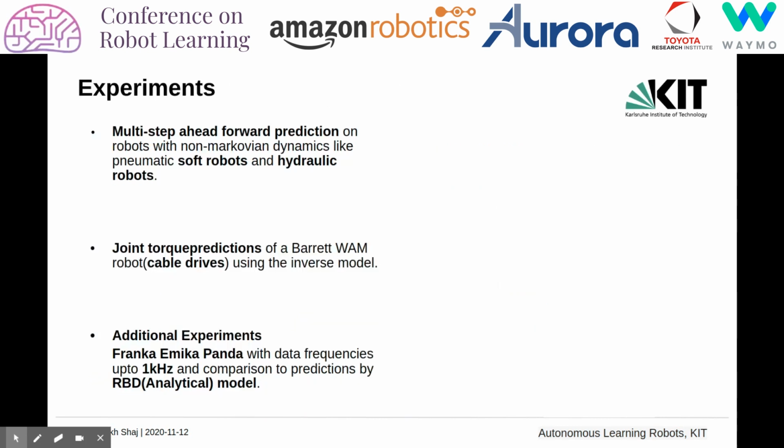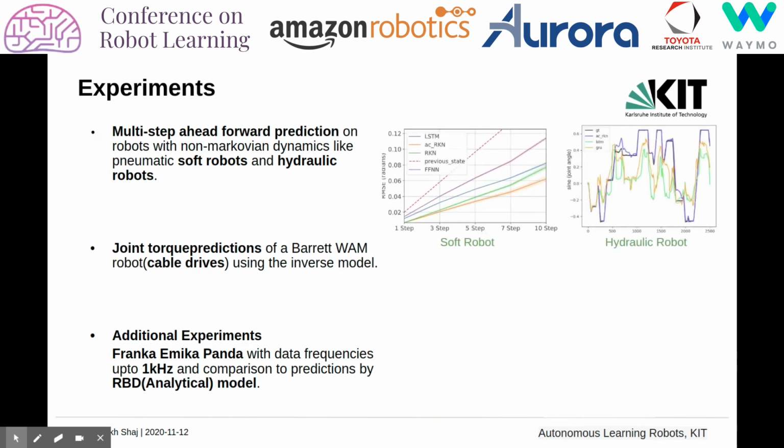Experiments. We perform multi-step ahead forward prediction on robots involving non-Markovian dynamics like pneumatic soft robots and hydraulic robots. As you can see in the figure, ACRKN outperforms the current state-of-the-art recurrent and non-recurrent models like LSTMs and feed-forward neural networks on this multi-step ahead prediction task for both robots. Also, it outperforms the naive RKN, which treats actions as fake observations, thus reinforcing our principled action conditioning.